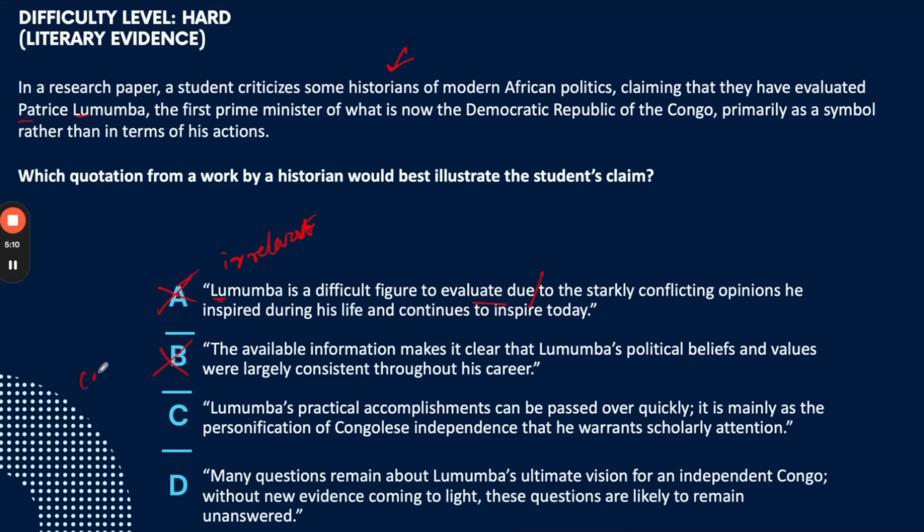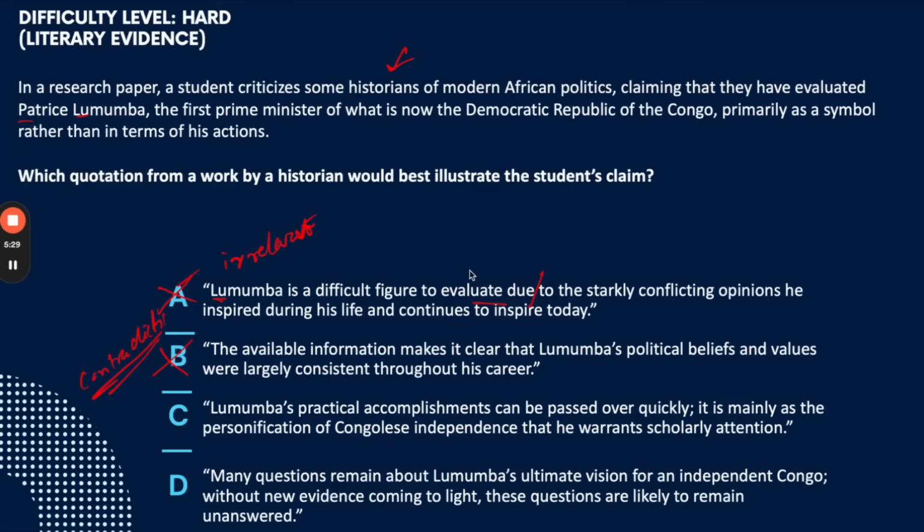So, what is this option B really doing? It's contradicting the text, right? It's contradicting the text by stating that the historians did consider his political achievements, right? So, this is definitely wrong because this is contradicting the student's claim.